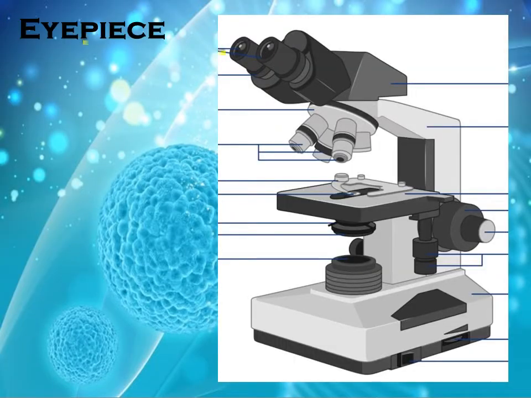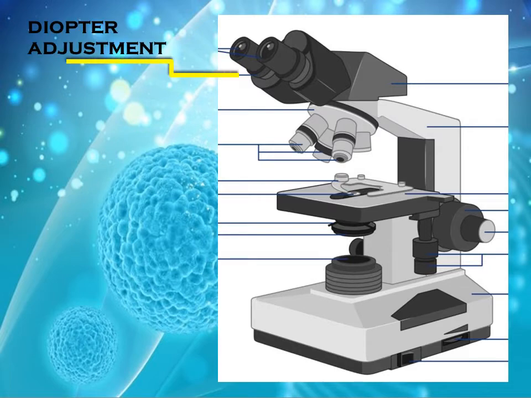So for our first part, the eyepiece. The eyepiece is the lens where the viewer looks to see the specimen. The eyepiece usually contains a 10 times or 15 times power lens. Then the diopter adjustment is useful as a means to change focus on one eyepiece so as to correct for any difference in vision between your two eyes.